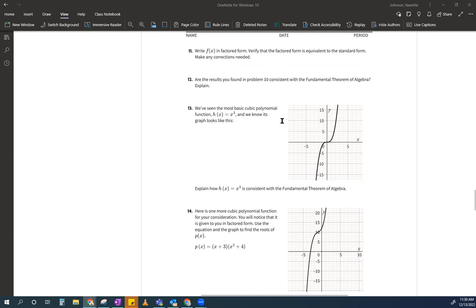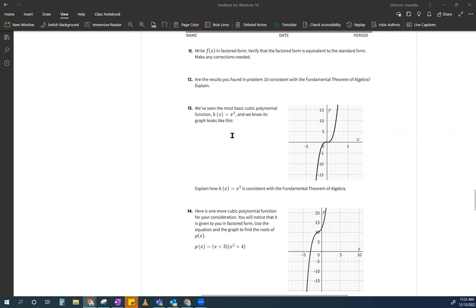So it says we've seen the most basic cubic polynomial. This is what it looks like. This is what we call the parent function, x cubed. Explain how it's consistent with the fundamental theorem of algebra. So again, the fundamental theorem of algebra says, hey, Ms. Johnson, that's a cube. Why does it only have 1 zero at 0? Well, technically it has a zero at 0, but that zero happens 3 times.